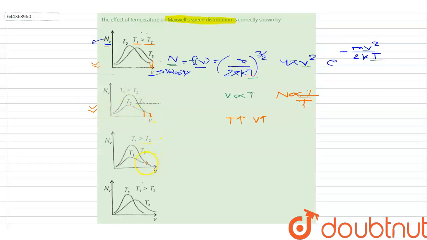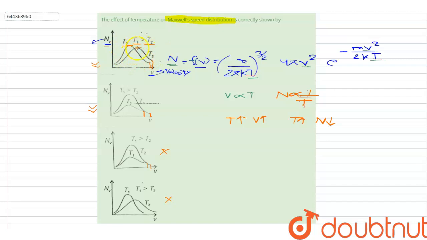In the third option, however, T1 is marked as higher than the T2, but the overall maximum velocity is less. So this can't be the correct option. Similarly, we can eliminate option number 4. So between these two, now for a higher temperature, n should be less. So we have to observe the peaks of these two.